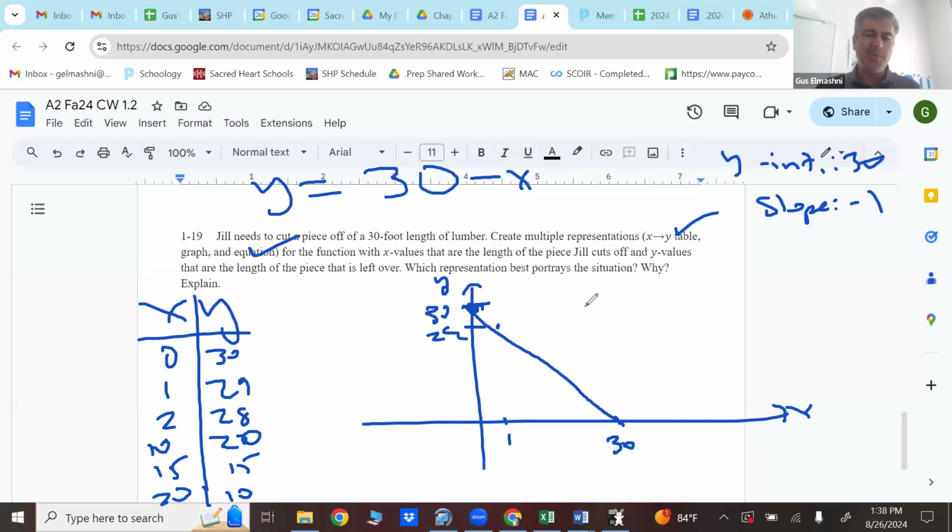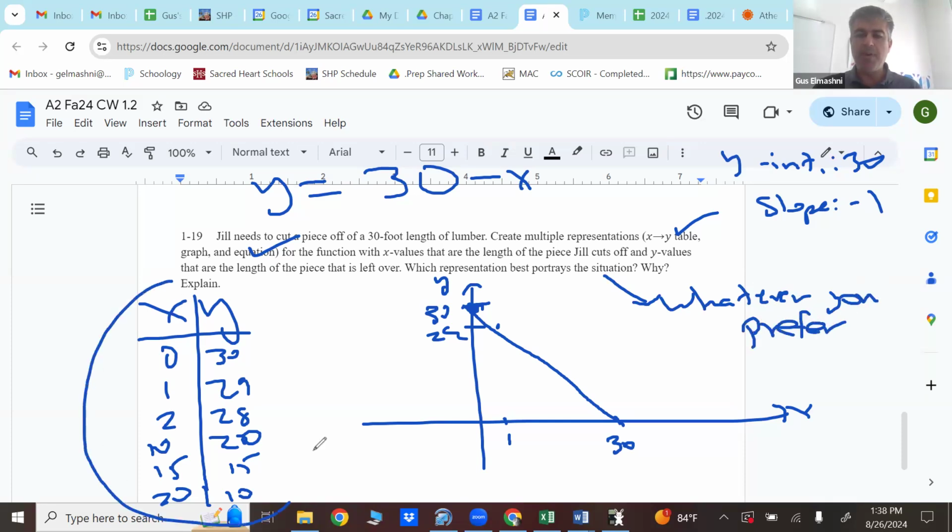Which representation best portrays the situation? It's kind of up to you. It's really whatever you prefer, I would say. I think a table's pretty good. That kind of helps to see how much is left over. A graph could work too. The equation might be kind of confusing because you don't know the context behind it. So anyway, that's just some word problems.